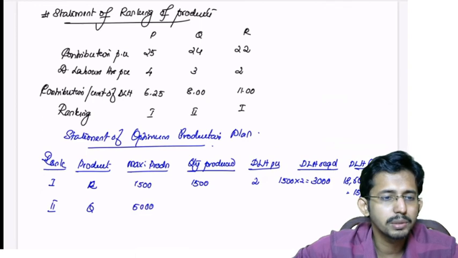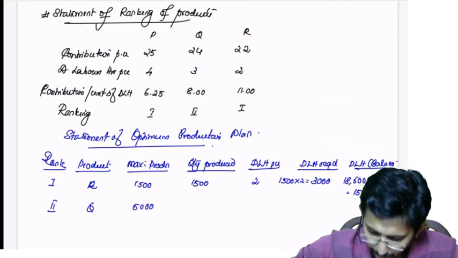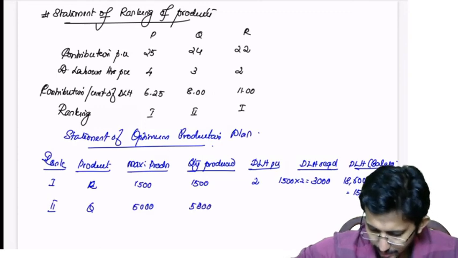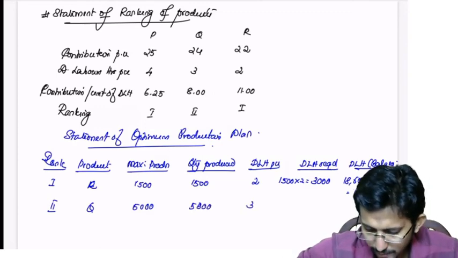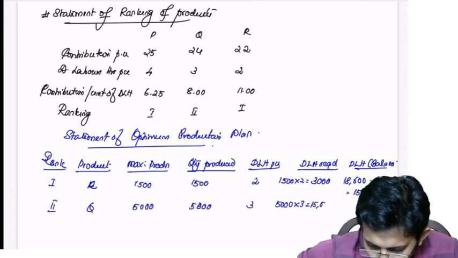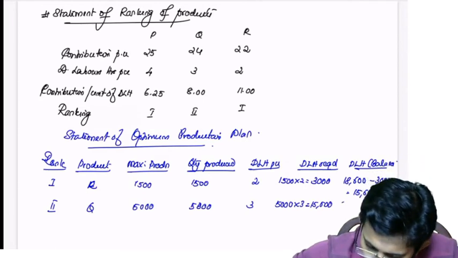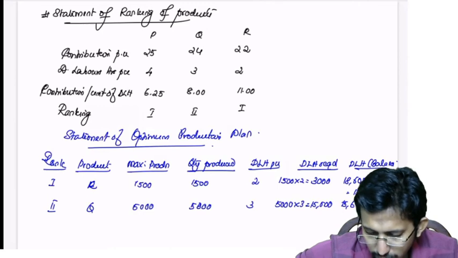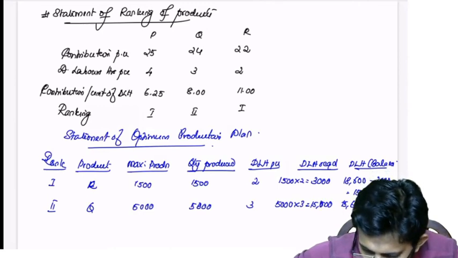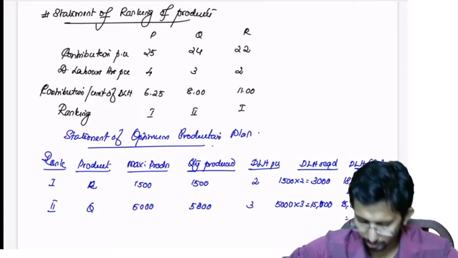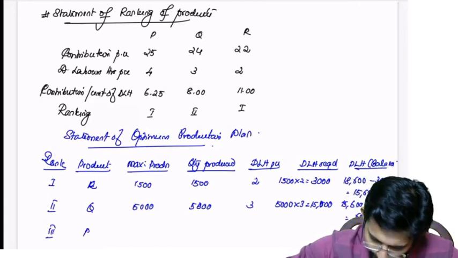Maximum production 5000. Then labor hours per unit is 3. Quantity produced is 5000 itself. Am I right? So 5000 into 3, 15,000 also you have exhausted. So here 15,600 minus 15,000, that will be 600 only. Then third rank product is P.